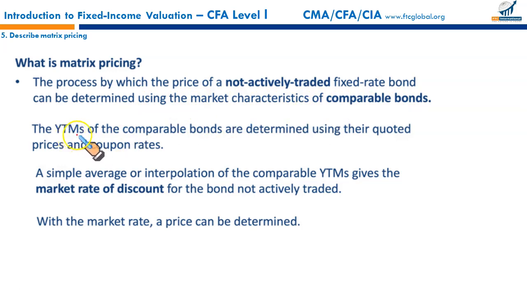What we do, the YTMs of the comparable bonds are determined using their quoted prices and coupon rates. The comparable bonds mean the bonds having the same characteristics as this bond, maybe the same ratings. So the YTMs of these bonds can be used to calculate an average through interpolation, and then we can use that market rate to value this not actively traded bond.